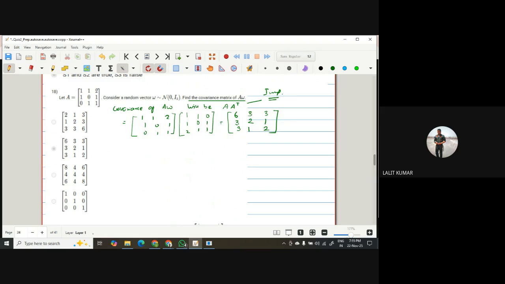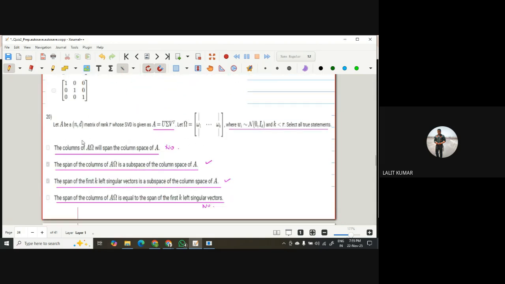Then they have given A, consider a random vector omega, find the covariance matrix of A omega. From here, we had known that if you multiply a matrix with a matrix which has only normal distribution, then this is A, this is omega. The covariance of A omega is equal to A into A transpose. This you remember. So find the A transpose, multiply by A, and you will get the answer.